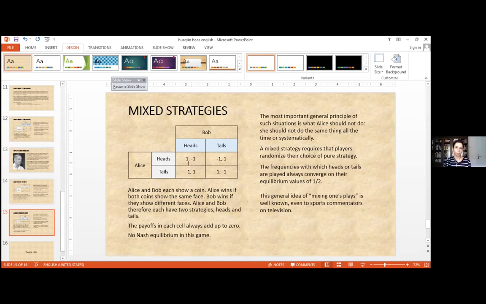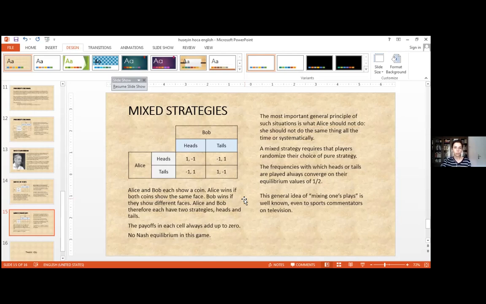In this game, as you can see, the outcomes add up to 0. This is called a zero-sum game. There is no dominant strategy for either of the players, and there is no Nash equilibrium. So in this type of game, we need to look beyond the pure strategies we have considered so far and consider mixed strategies. The most important principle is what Alice should not do.